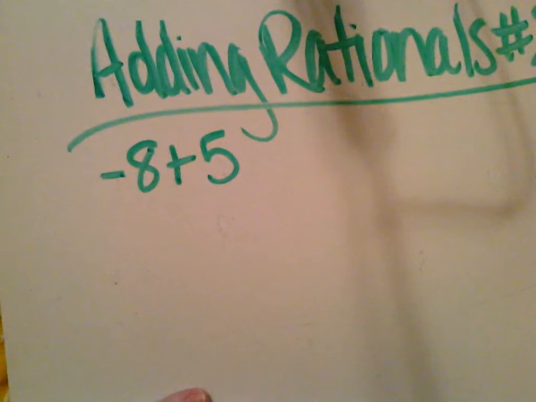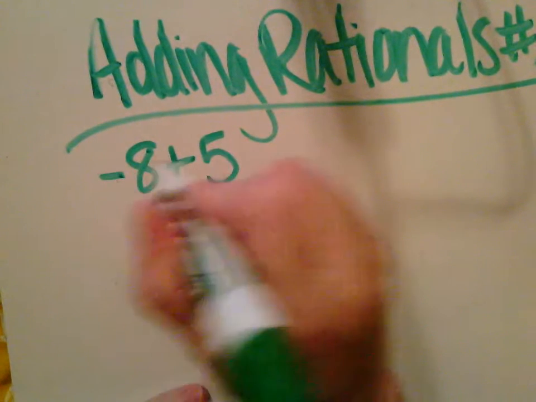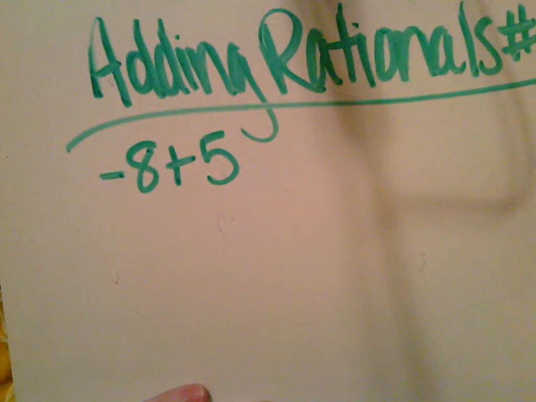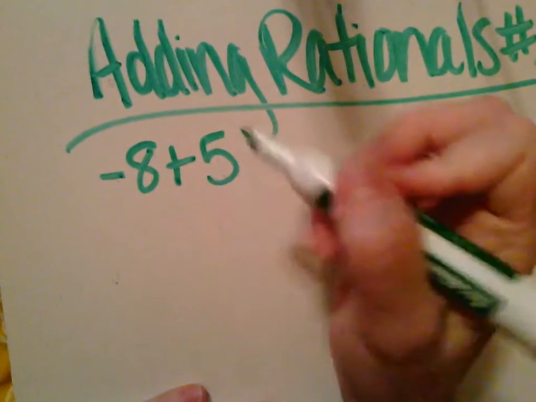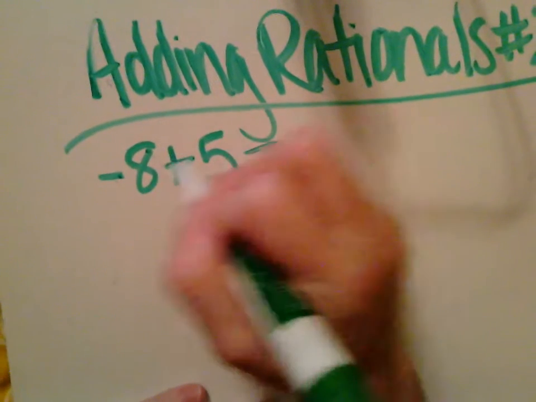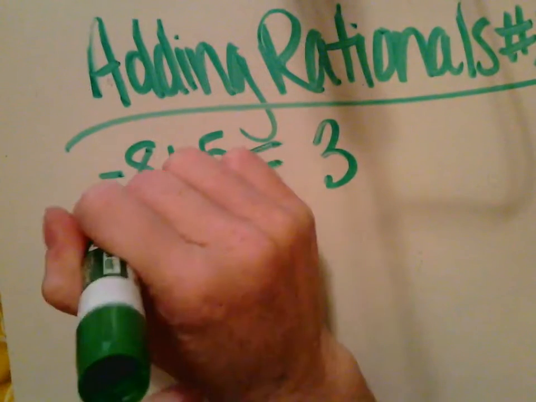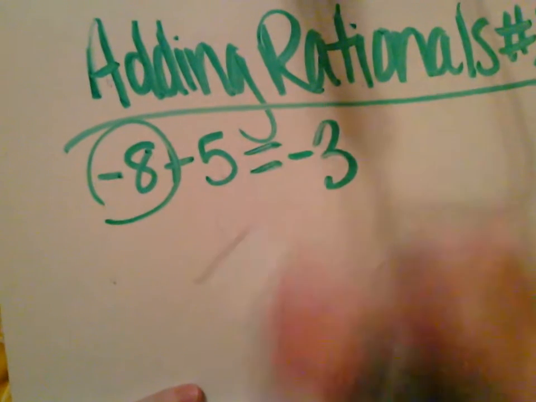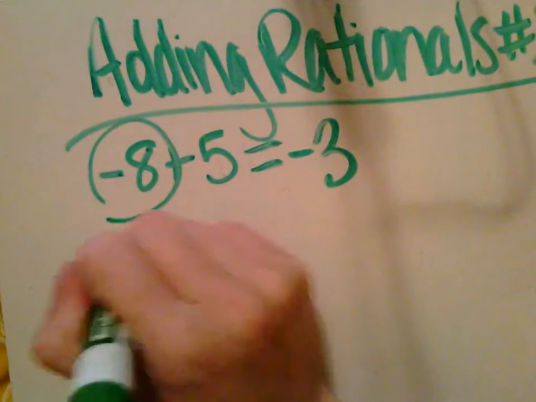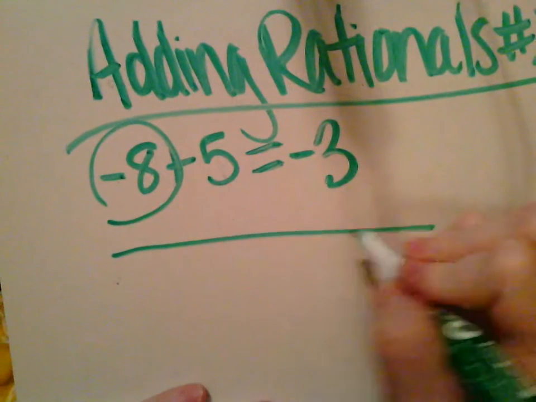Something like this. This is your integers. This is the last unit that you just did. If they have different signs, you're finding the difference, which means to subtract. So 8 minus 5 is 3. And then you take the larger absolute value's sign. Okay, what that looks like on a number line.